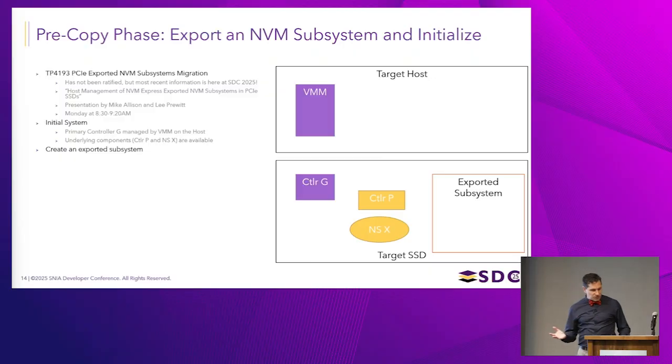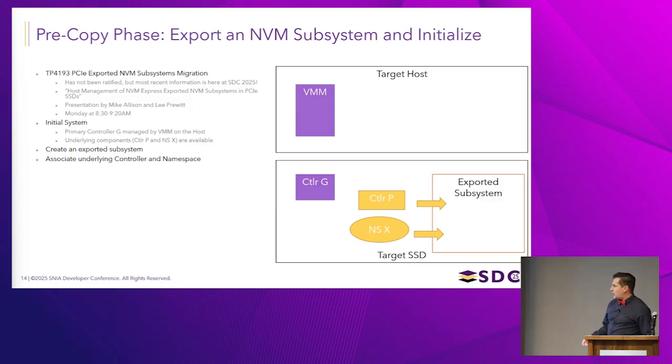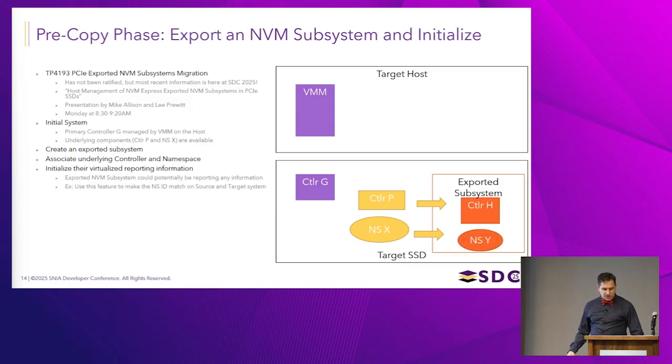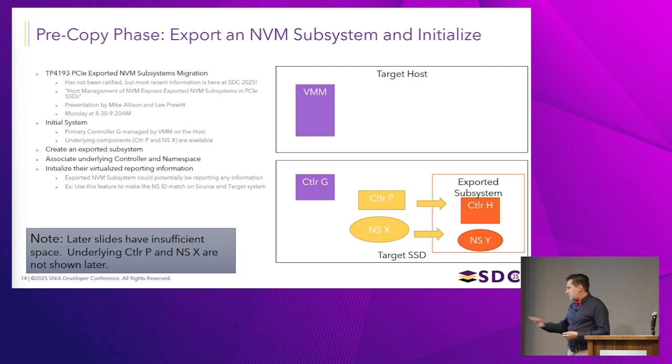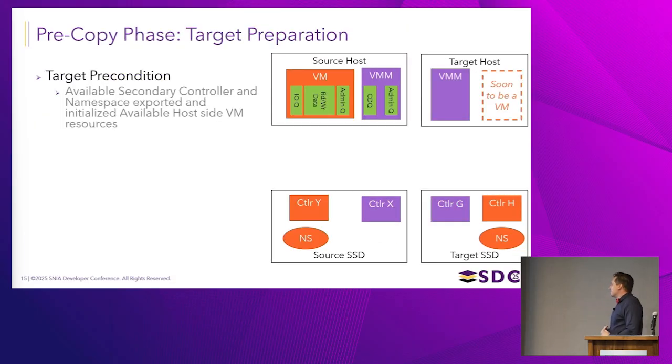So we will use the infrastructure through this TP to create an exported subsystem, and we associate the controller and namespace and show them as an exported controller and an exported namespace. I didn't put this detail later because I ran out of drawing room, but propagate this information to later slides. So now we have the exported subsystem with controller H and a namespace here. And we have this precondition coming into the situation where we have a target system with space for a VM that'll be migrated over.